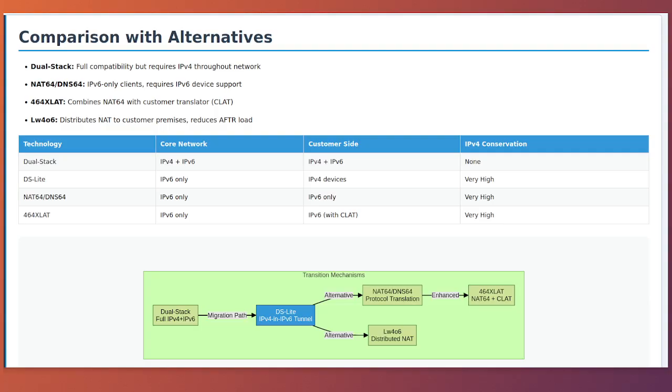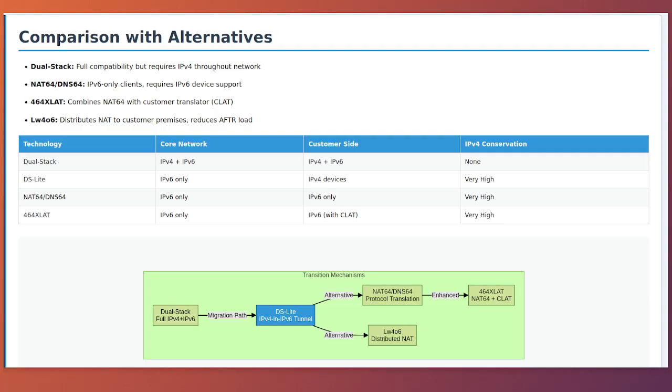464XLAT combines elements of both approaches. It runs NAT64 in the core network, but adds a customer-side translator, called CLAT, that converts between IPv4 applications and the IPv6-only network. This provides the best of both worlds: IPv4 application compatibility and an IPv6-only network infrastructure. However, 464XLAT requires support on customer devices, typically at the operating system level, which has limited its adoption primarily to mobile networks where carriers control the device software.